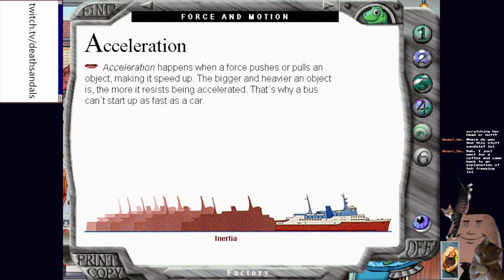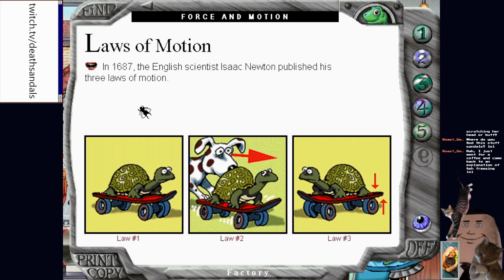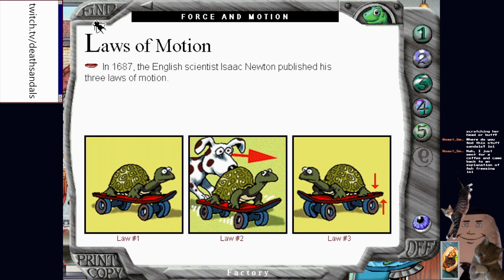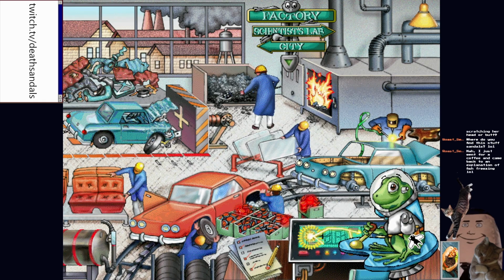Acceleration. Alright, learning about acceleration. Laws of motion. In 1687, the English scientist Isaac Newton published his three laws of motion. Newton's first law says that an object stays at rest or moves at a constant speed unless an unbalanced force pushes or pulls it. Alright, we know the laws of motion. What else have we got?